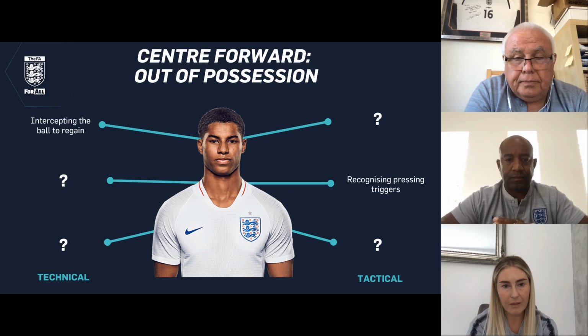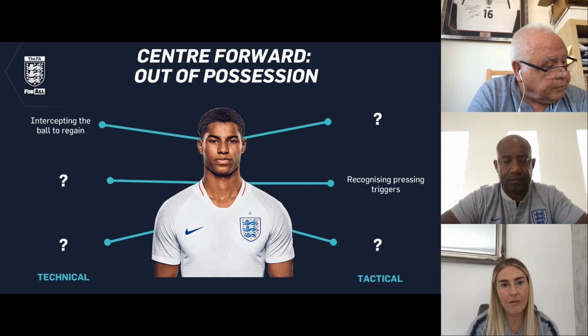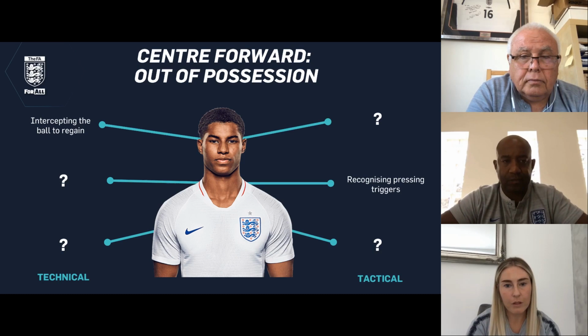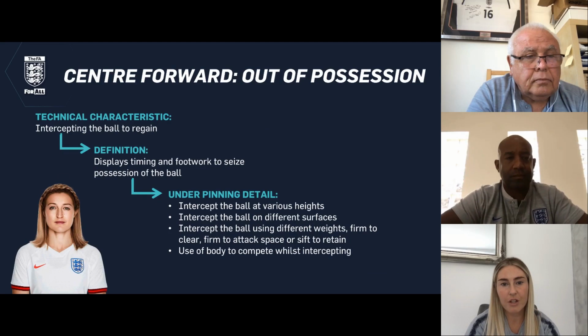And as you can see there's a number of larger factors that sit around the outside, such as intercepting the ball to regain. First of all, what do we mean by that? How do we get a shared understanding between myself, other coaches, and the player around what that actually means? So if you look at the next slide, it's then starting to break that down. The definition of what that actually means, and the players then having an understanding of that. And what then becomes really important is the underpinning detail. How do we break that down?